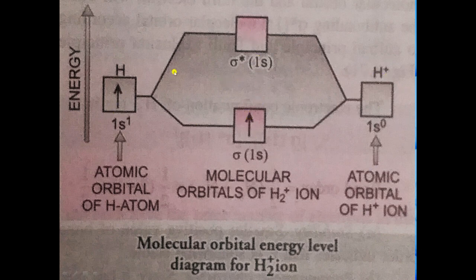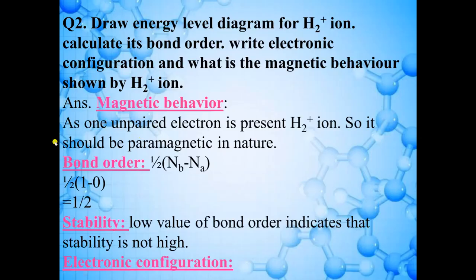So total electrons in atomic orbitals is equal to 1, because only one electron is present here and there is no electron here. So when we fill electrons in molecular orbitals, one electron will be filled in the sigma 1s orbital, in the bonding molecular orbital. Okay, now we will calculate bond order.